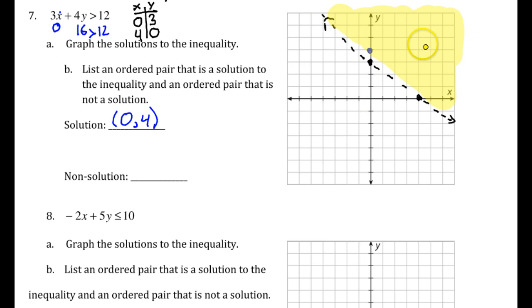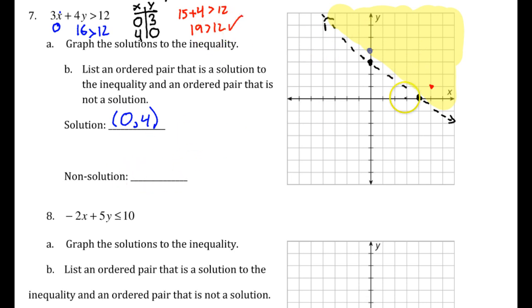I'm not going to mark you off. You don't have to make it super beautiful, Picasso. The solution is 5, 1. That's in the shaded area, and so that would work. So if you plug it in, 5 times 3 would be 15 plus 4 times 1 would be 4. Is that bigger than 12? Yep, it's true. So any of these are answers. Anything in the shaded region, because they all give you something true.